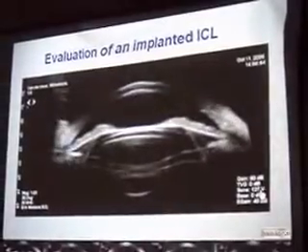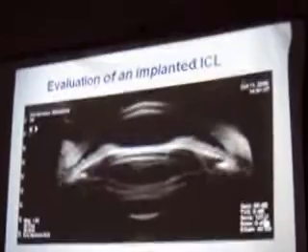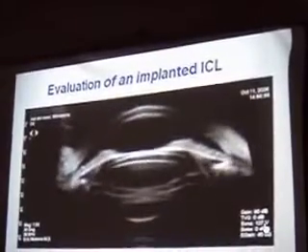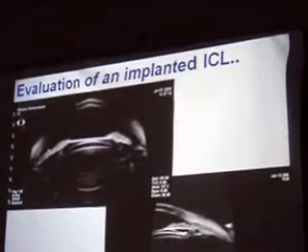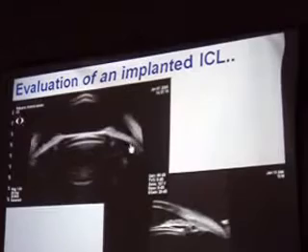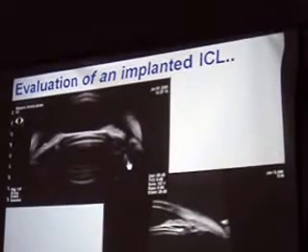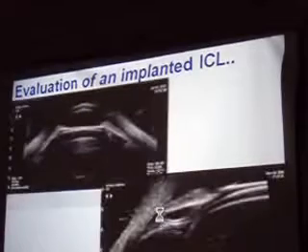Here are some miscellaneous cases that I think you're going to like. It's an implanted ICL, nothing to remark, just a video clip of that. Next one is showing you the iridectomy. You can see here, this is the iridectomy. It's coming on the loop. Here is a detail of the ICL coming on the eye.